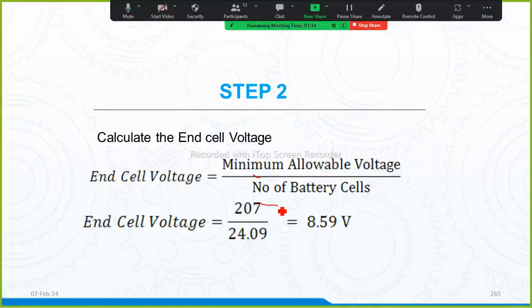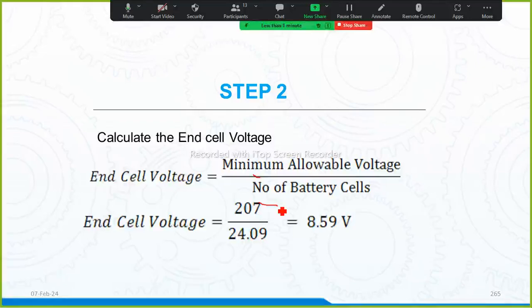That is 207, the minimum allowable voltage, divided by the number of battery cells. What is the formula? End cell voltage is equal to minimum allowable voltage divided by number of battery cells. The minimum allowable voltage is 207. The number of battery cells we got is 24.09. When I calculated, I got 8.59.